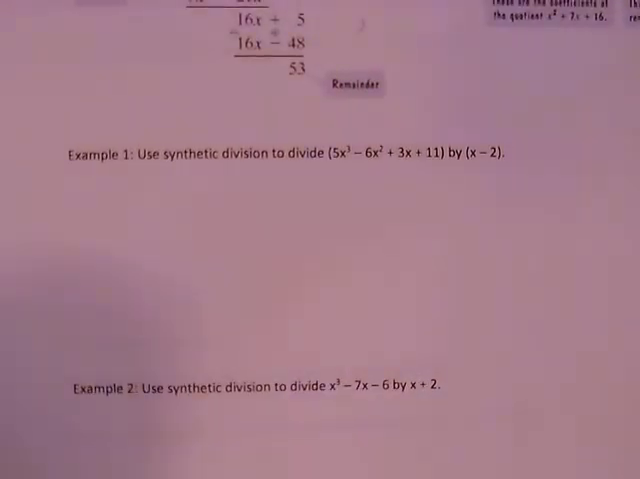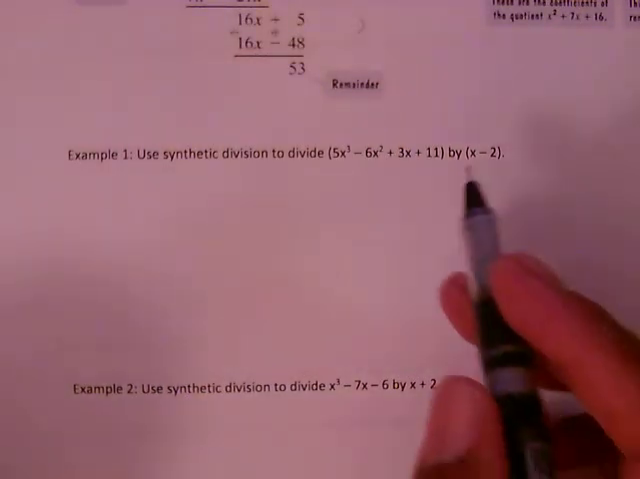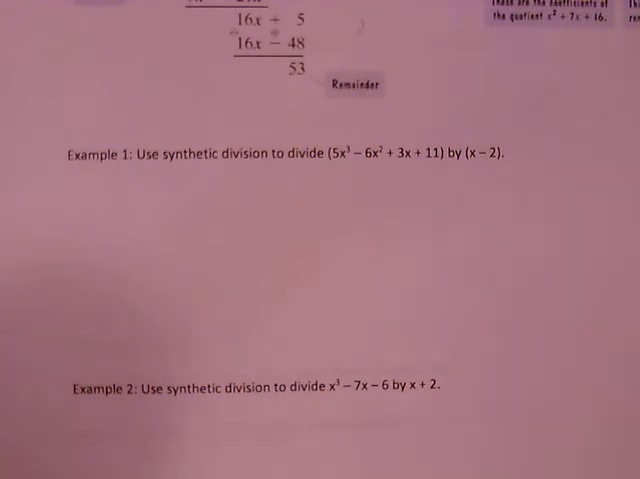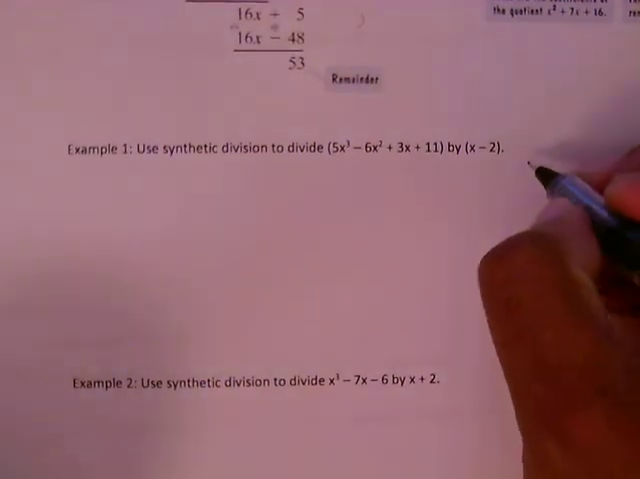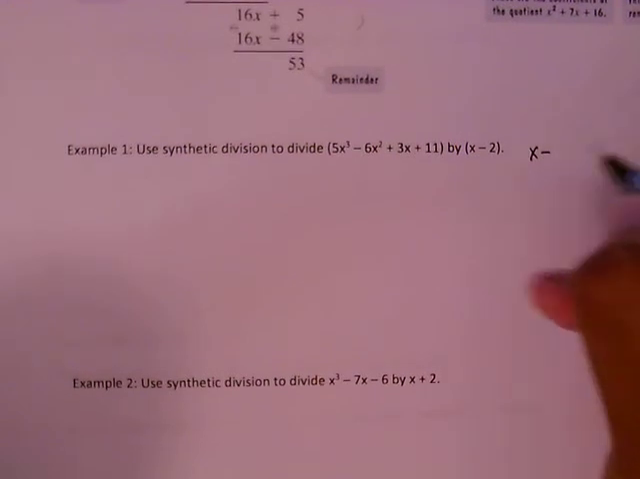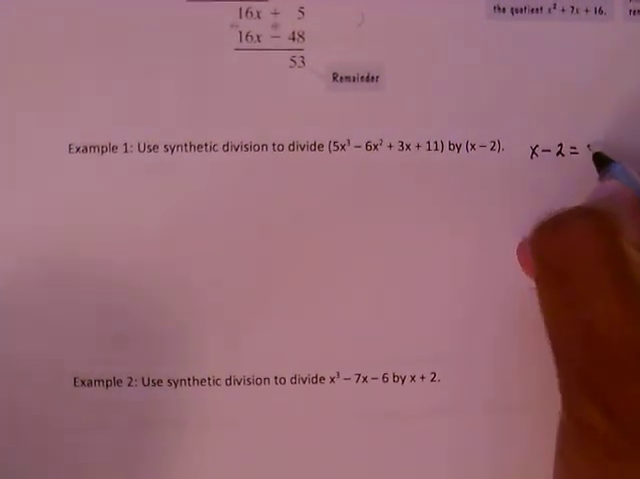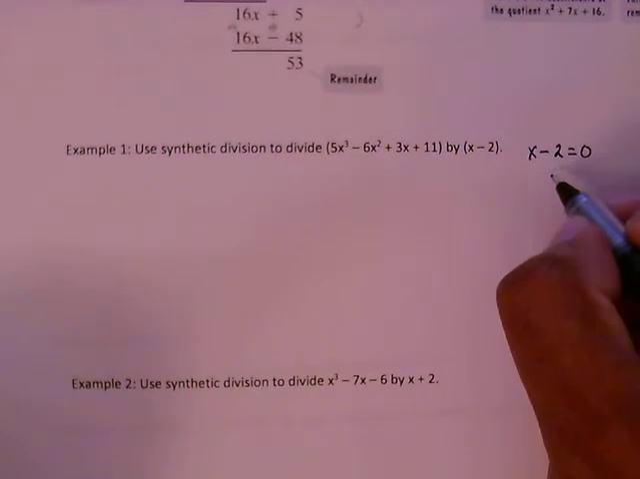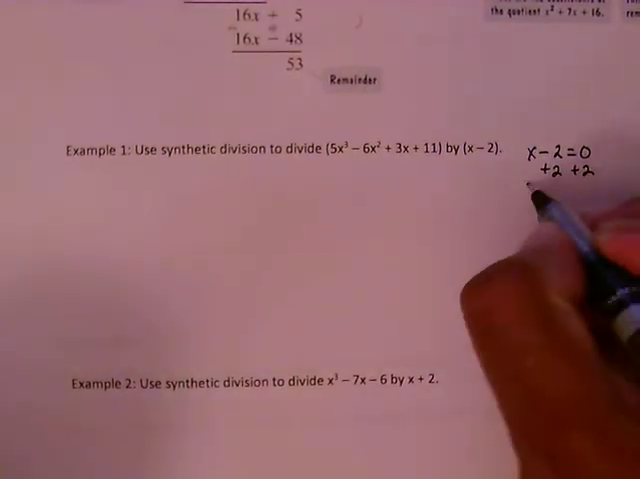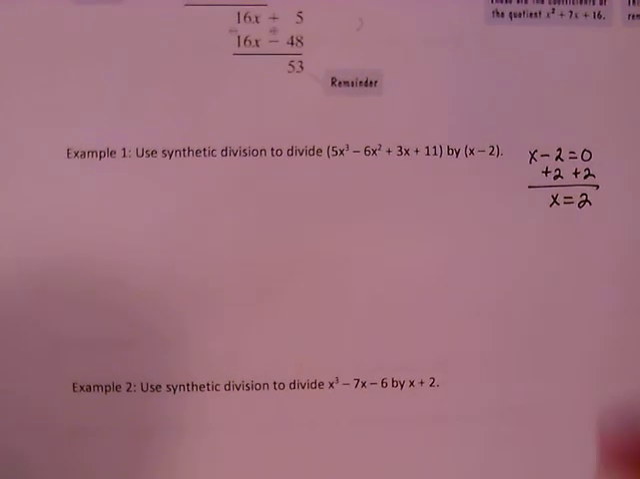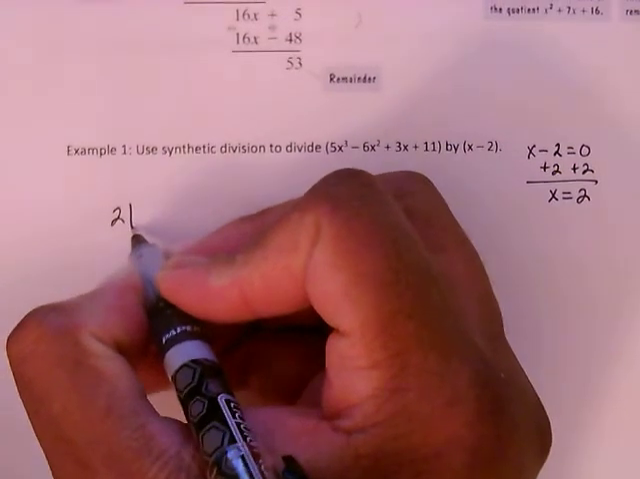In example 1, you want to use synthetic division to divide 5x cubed minus 6x squared plus 3x plus 11 by x minus 2. Well, my divisor in this case is x minus 2. So I need to find out what that divisor is going to be in the synthetic division process. So I'm going to take x minus 2, set that equal to 0, and solve for x. That would mean x will have to be equal to 2. So that divisor there will be 2 for this synthetic division. So the 2 will be on the left.